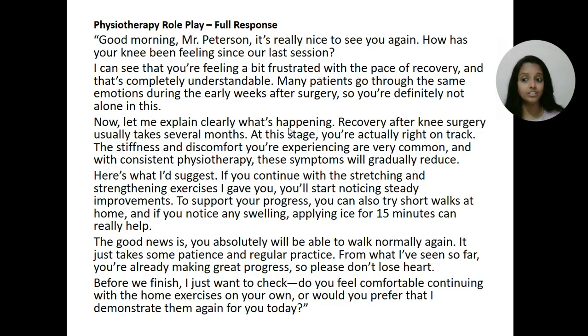Recovery after knee surgery usually takes several months, so at this stage, you are actually right on track. The stiffness and discomfort you are experiencing are very common, and with consistent physiotherapy, these symptoms will gradually reduce. Here is what I would suggest. If you continue with the stretching and strengthening exercises I gave you, then you will start noticing steady improvements. To support your progress, you can also try short walks at home. And if you notice any swelling, applying ice for 15 minutes can really help.